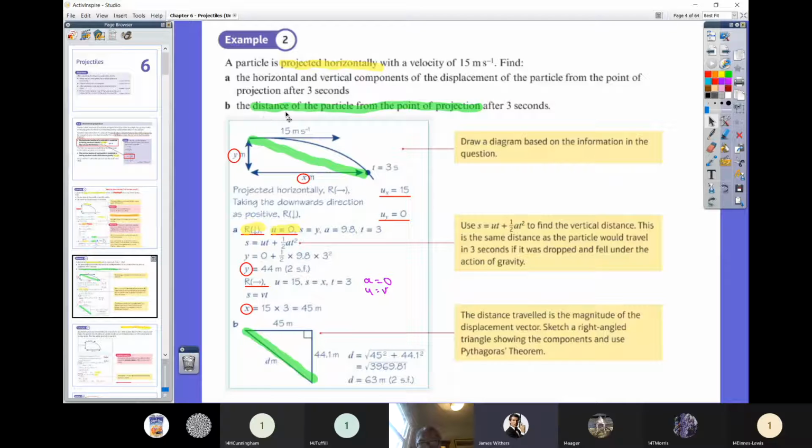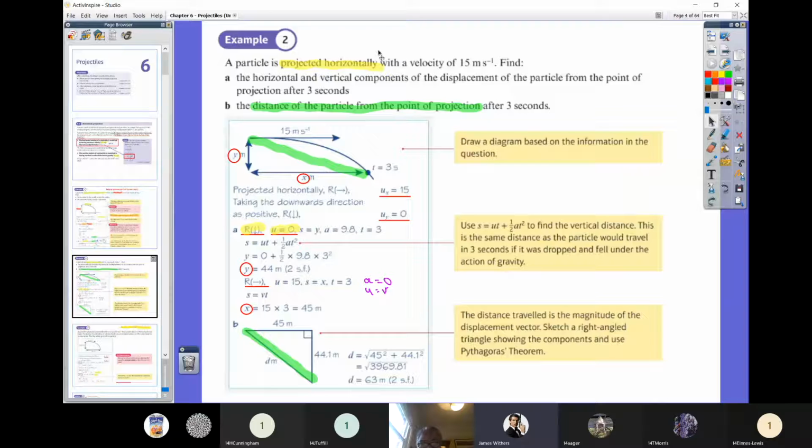Now the question asks us for the distance of the particle from the point of projection when it lands. So we're not trying to work out the total distance travelled, which will be this curvy line. We're just trying to work out how far it is from where we projected it to where we land. That's obviously that diagonal. So to work that out, we're just using Pythagoras. We know the horizontal component is 45. We know the vertical component is 44.1. Subbing in and using Pythagoras, we can therefore work out that diagonal distance travelled.